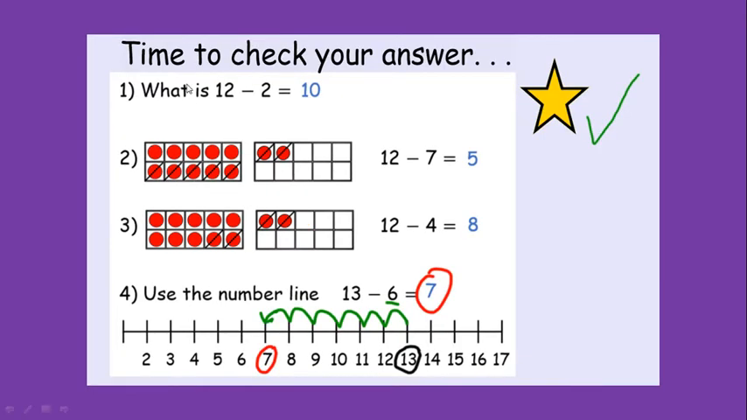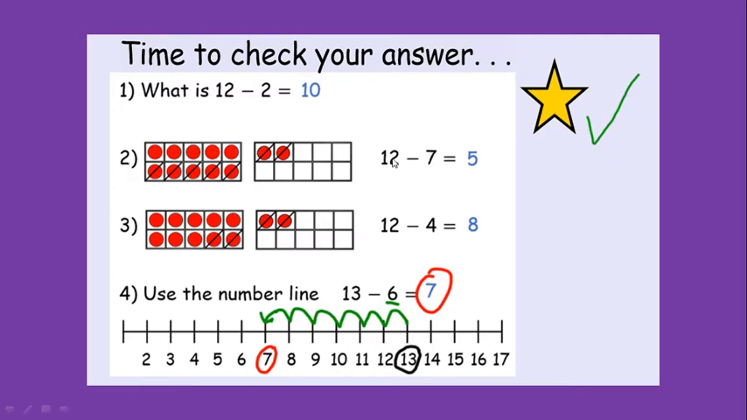Okay then, so what is 12 take away 2? It's 10, and you can do this really quickly because if you look, here's our 1 ten and our 2 extra ones. If we take away those 2 extra ones, we are left with 10. So I didn't need to use any equipment to work that out. I just used my knowledge of place value to do that question.